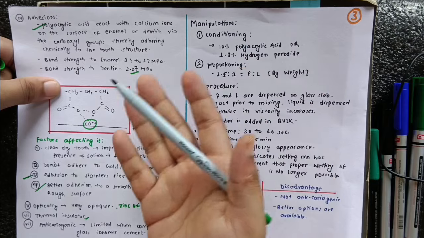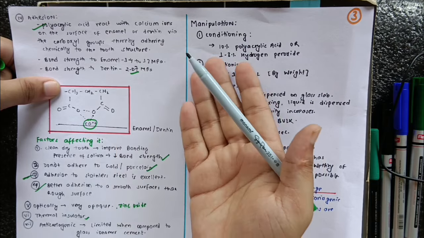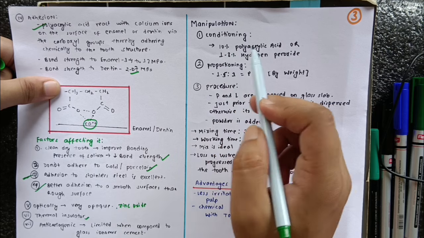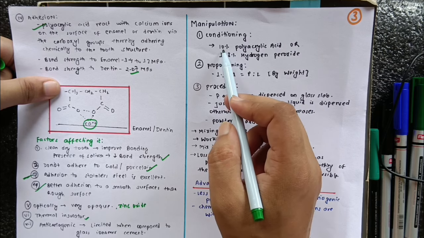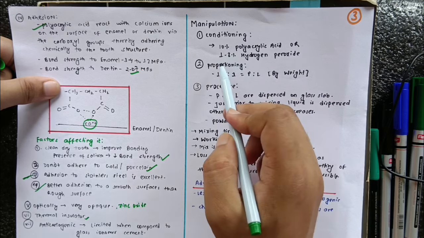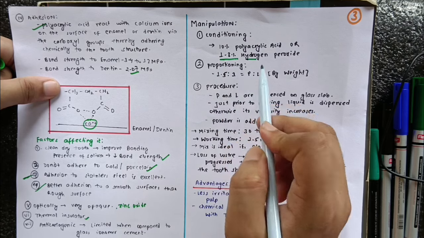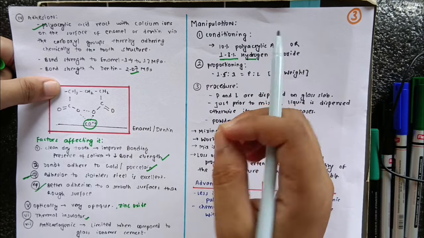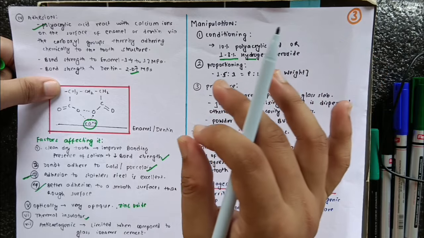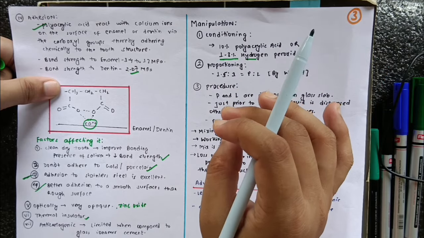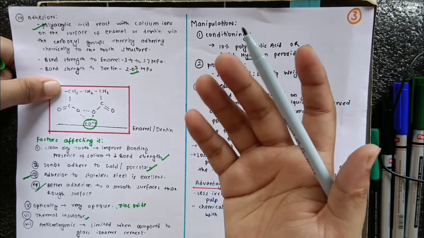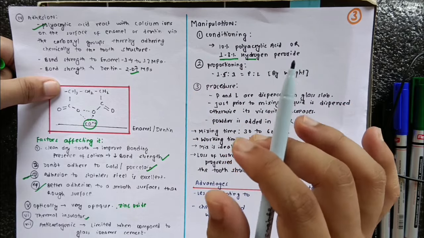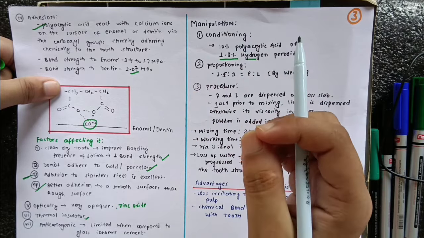After that, in the manipulation section of zinc polycarboxylate, first we do conditioning, which we also did in glass ionomer cement. In conditioning, we etch the tooth. The etchant contains 10% polyacrylic acid or 1 to 3% hydrogen peroxide. It is applied for 10 to 15 seconds and then rinsed with water. A frosty appearance will be present, which signifies that it can now bond better.